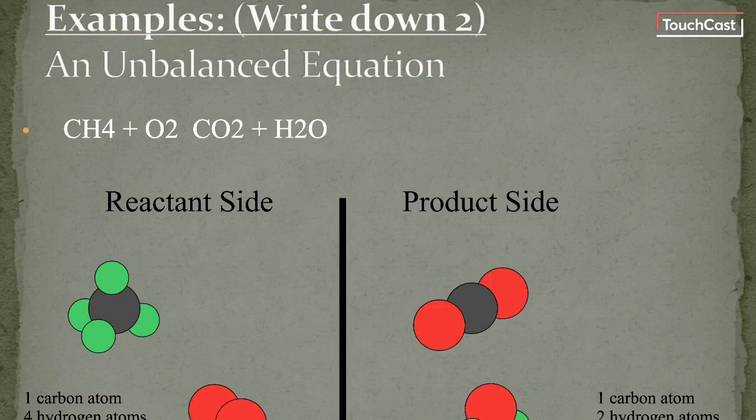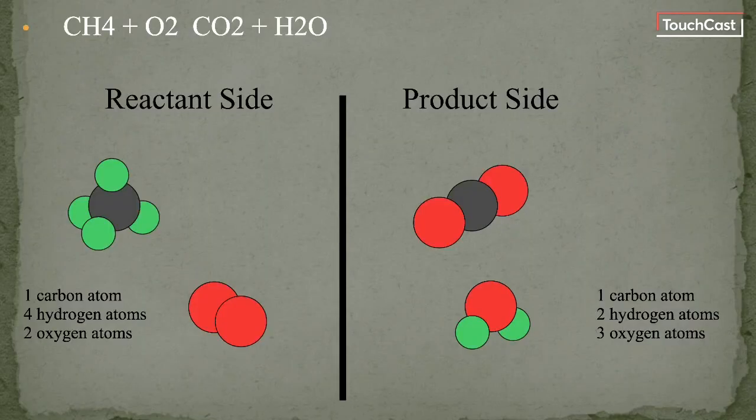Alright, now we have to write down our examples, and up here it says to write down 2, so make sure that you write those down. Alright, this is going to be an unbalanced equation, and let me show you how. Okay, I've got CH4, that's my first formula, plus O2. There should be a yield here. There's my arrow. That yields a product of CO2 plus H2O.